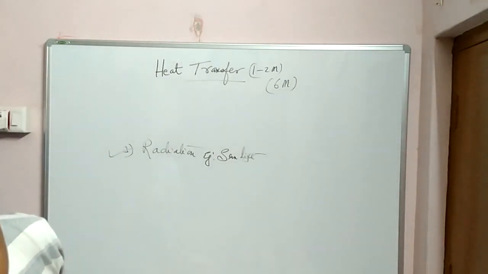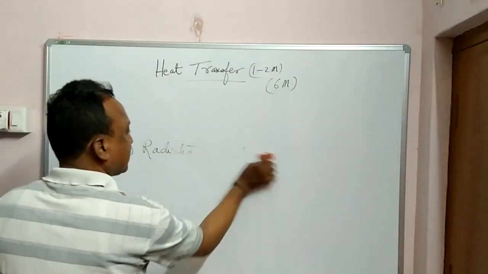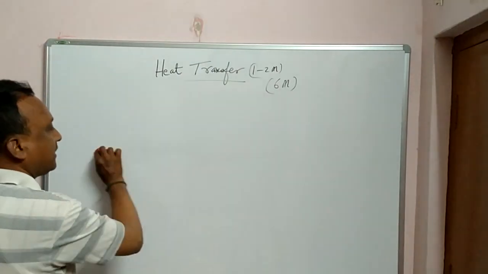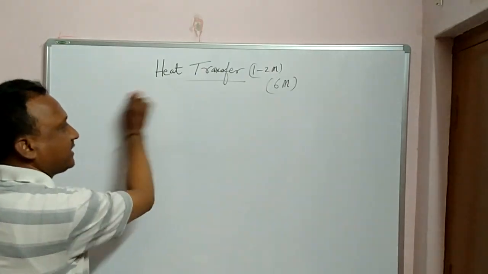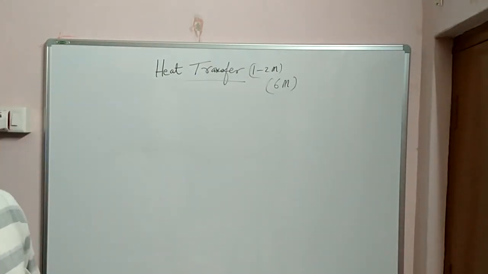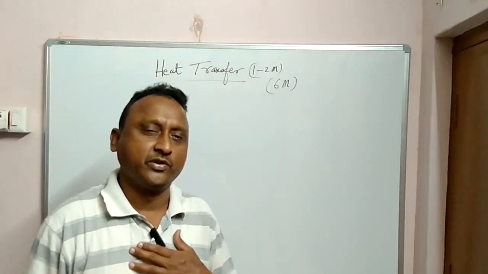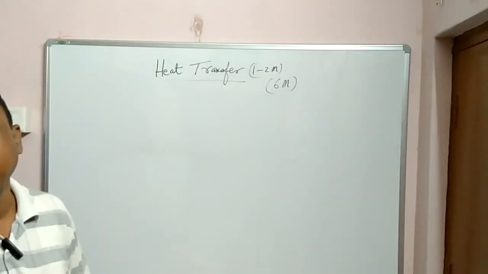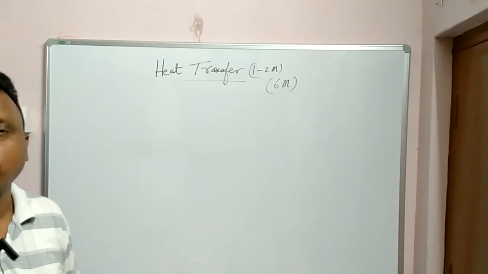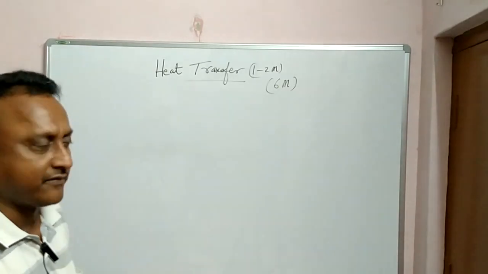Right. So we have discussed 3 types of transfer of heat: the conduction method, convection method, and radiation method. Now we'll get into the next topic of this chapter, that is heat transfer: what is the definition of the coefficient of thermal conductivity of a given material?